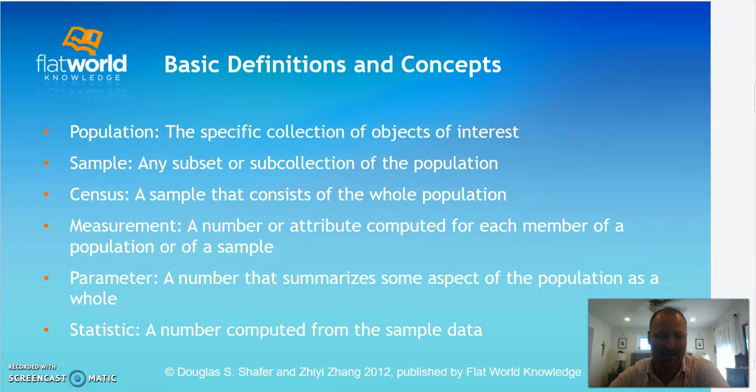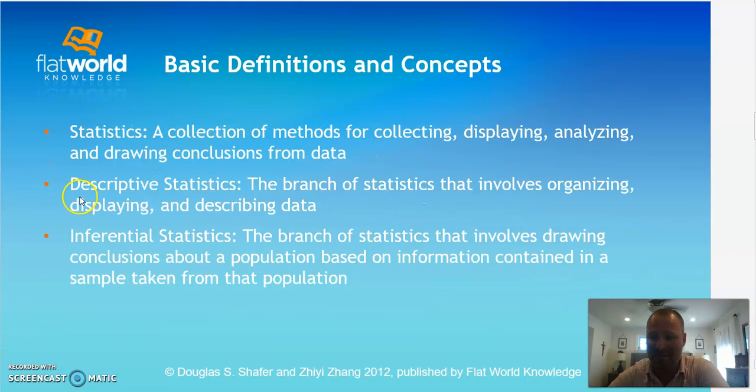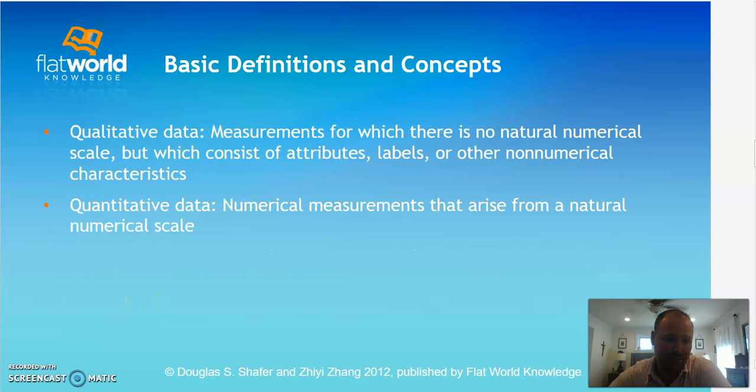I know I gave you an example here based off of the pandemic, but I just wanted to explain that a little bit more. Some more definitions: statistics, a collection of methods for collecting, displaying, analyzing, and drawing conclusions from data. Descriptive statistics, the branch of statistics that involves organizing, displaying, and describing data. And then inferential statistics, the branch of statistics that involves drawing conclusions about a population based on information contained in a sample taken from that population.